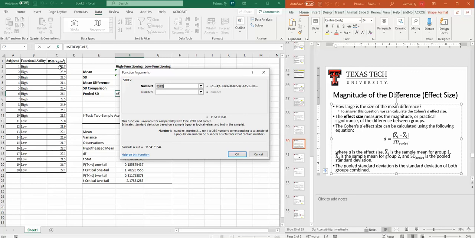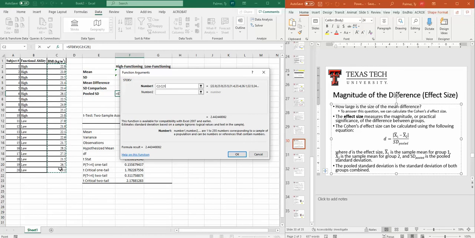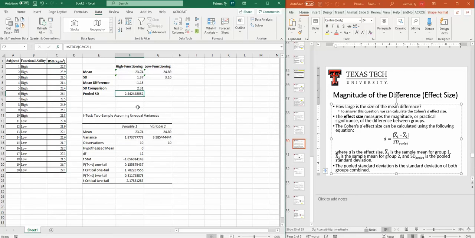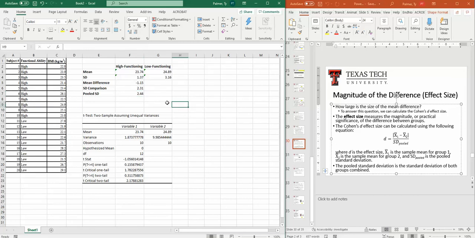So that's what the pooled standard deviation is. It's the standard deviation of all the participants in both groups combined. So to do that, just left click, highlight from subject 1 all the way to the last subject, subject 20. Now we've encompassed all subjects in both groups combined, and then click OK. That calculates the pooled standard deviation. Again, to better interpret it, let's decrease the decimal size to 2 decimal spots. So our pooled standard deviation in this particular example is 2.44.